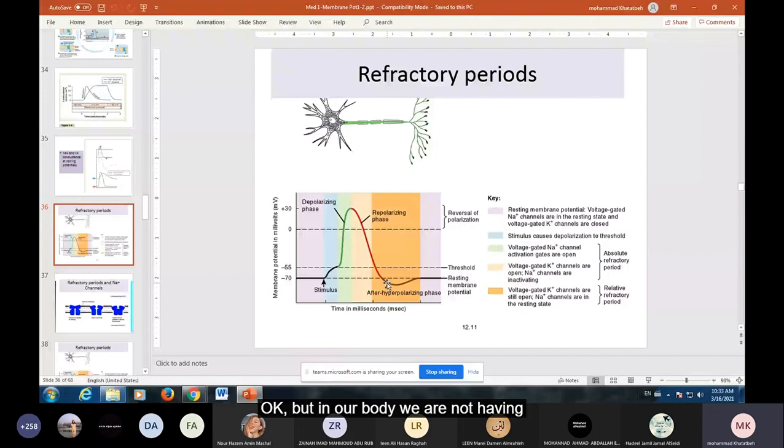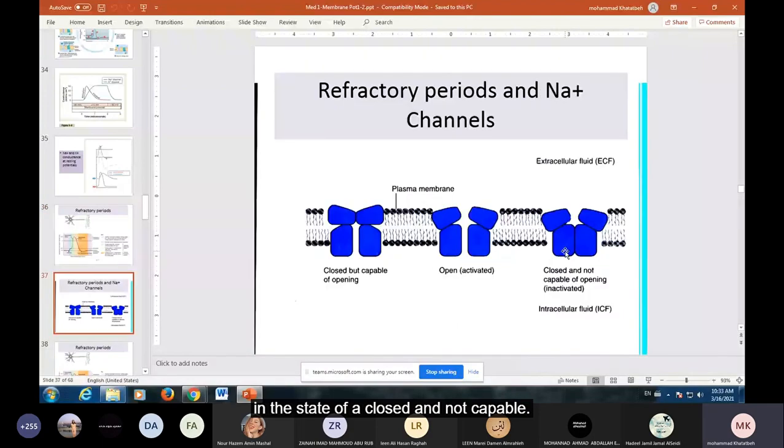But in our body we do not have very strong stimuli to cause reactivation of these sodium channels, which are in the state of closed and not capable of opening, to cause them to open. We do not have that in our body. But in the lab you can do it by applying a very high current, for example, to cause these channels to open.